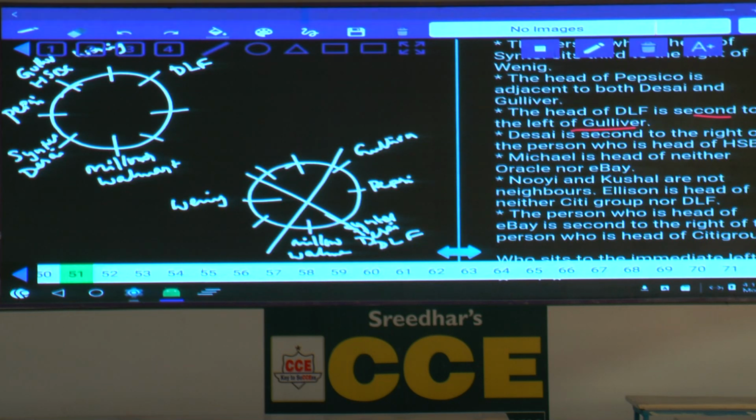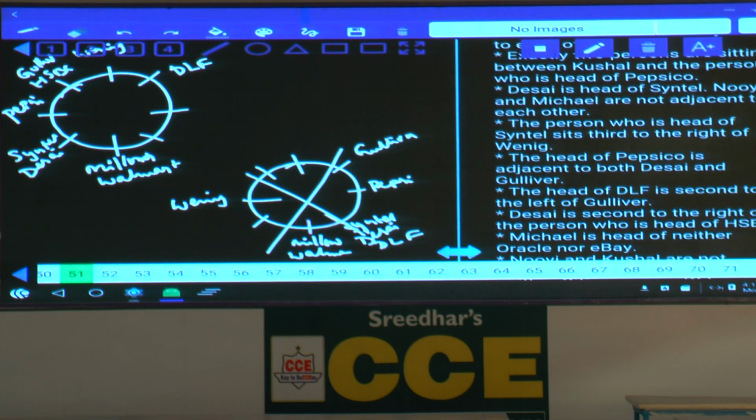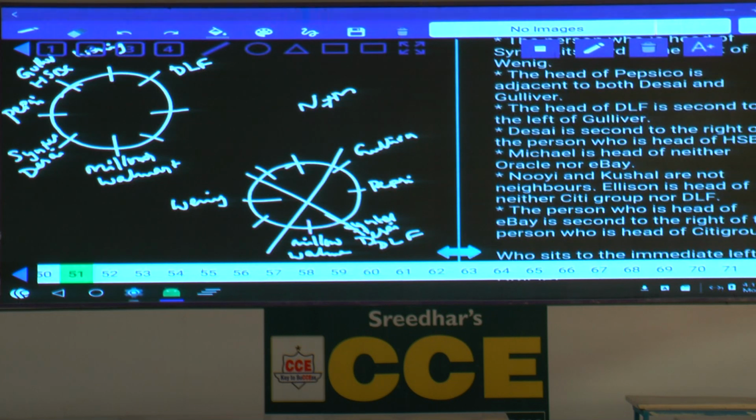Nui and Kushal are not neighbors. Now earlier we have one piece of information regarding this Nui: Nui and Michael are not adjacent to each other. At the same time, Michael is head of neither Oracle nor eBay. Nui and Kushal are not neighbors to each other. Now this Nui cannot be adjacent to Kushal or Michael. Then tell me what is the position of this Nui. Can Nui be at this place? Nui is here, these two persons.